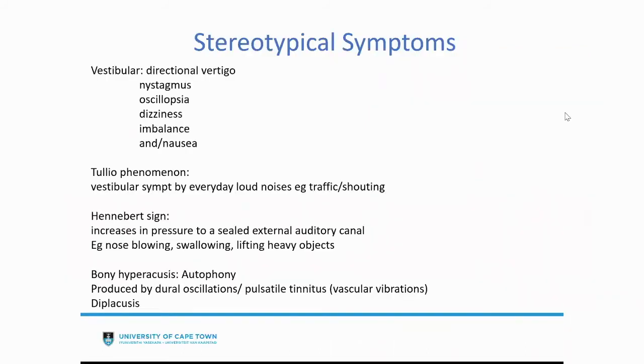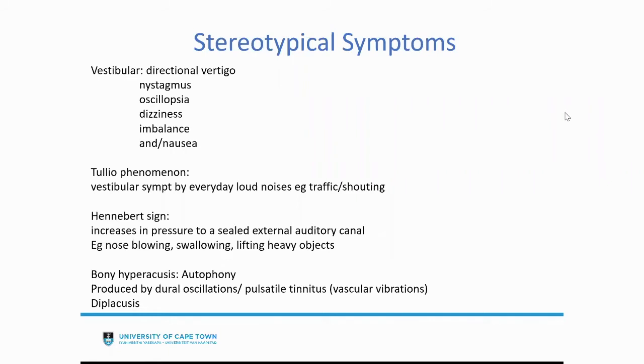When we look at stereotypical symptoms of patients, the predominant feature they'll have is vestibular symptoms. So this can be directional vertigo, nystagmus, oscillopsia, imbalance, or nausea. We've already spoken briefly about the Tullio phenomenon, and that's when these vestibular symptoms are induced by everyday loud noises like traffic or shouting.